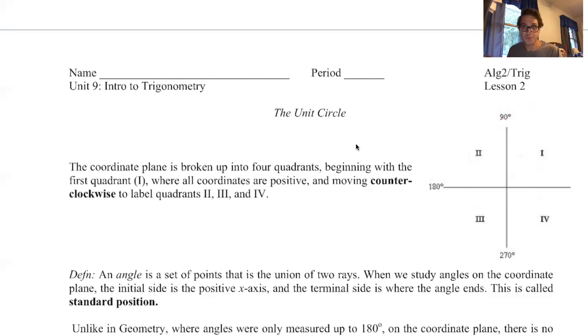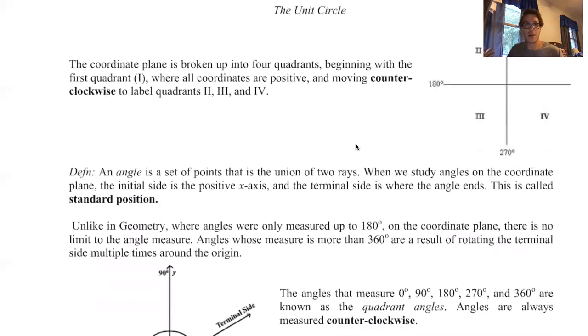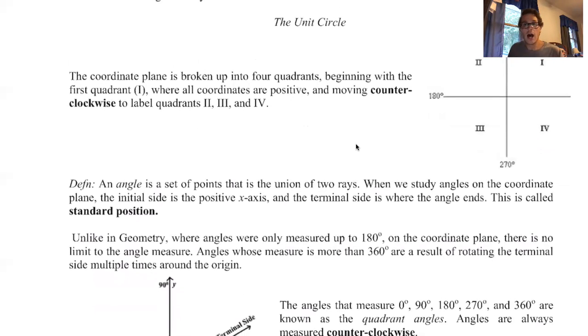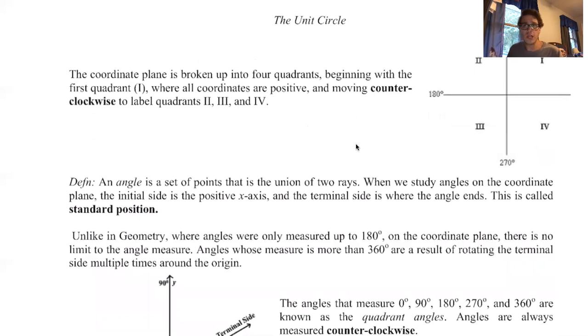We'll see here. So we'll just recap with a definition here that an angle, recall from geometry, is a set of points that's the union of 2 rays here, which just means we basically have 2 lines. So that's still true here, just like it is in geometry, except when we study angles on the coordinate plane here, one of the rays is always going to be the positive x-axis.